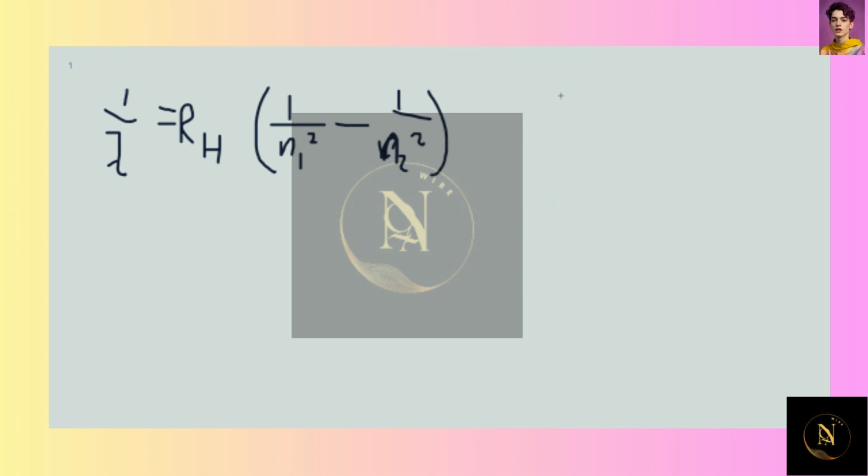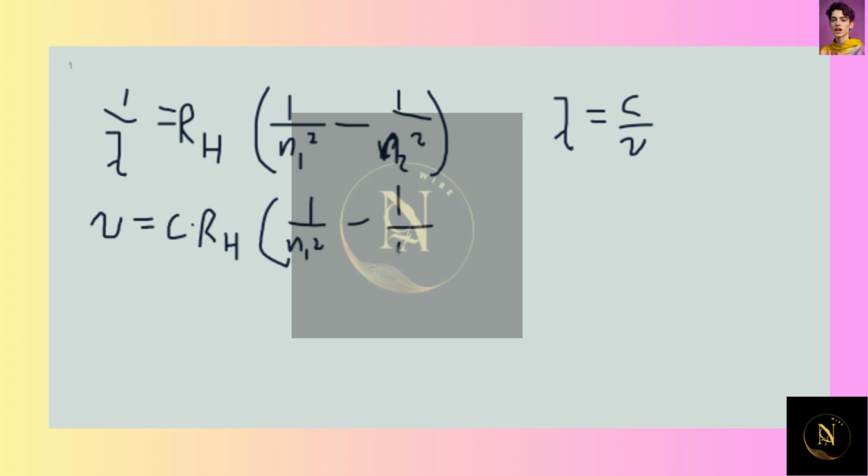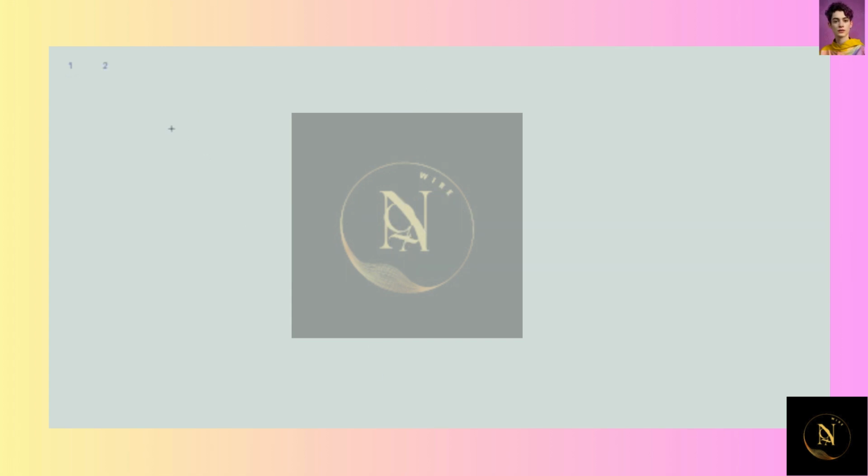However, we also know that lambda equals c over nu, the frequency, and the frequency is what we want to solve for in this problem. So we rewrite this equation so that the frequency equals the speed of light c times Rydberg's constant times 1 over n1 squared minus 1 over n2 squared. And now that we can solve for frequency, we'll move on to letter A, which is an n equals 4 to n equals 3 transition.